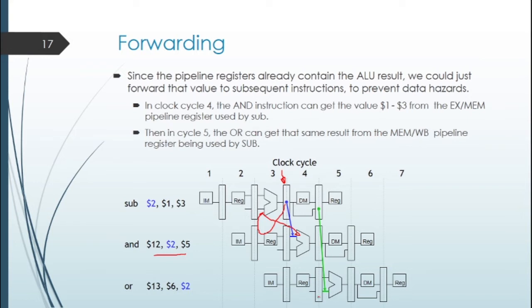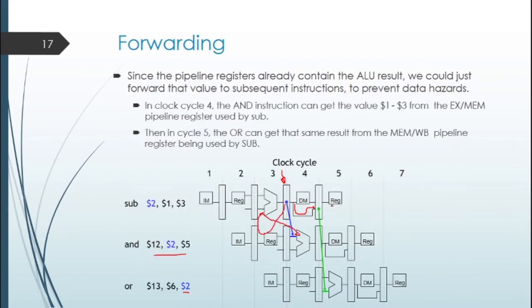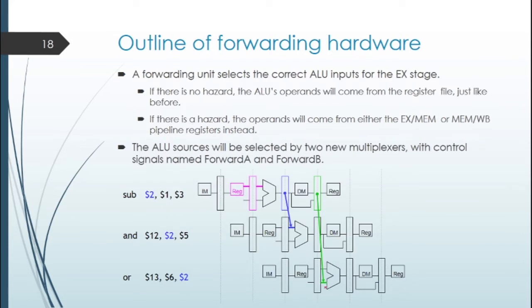Similarly, the third instruction also needs register number 2, but now this register number 2 has already passed on to the MEM/WB register. So in the next clock cycle, this data is in this register. This MEM/WB register will have register 2, which will be transferred to the respective input of the ALU in the fifth clock cycle. So this is how we do the forwarding. If there is no hazard, the ALU operand will come from the register file. There has to be a forwarding unit.